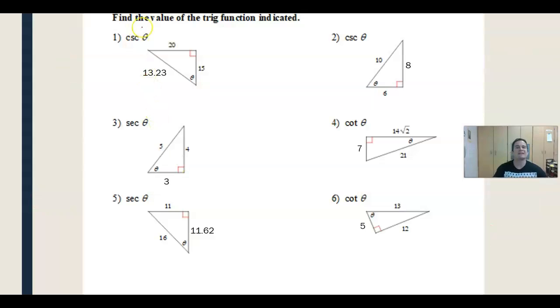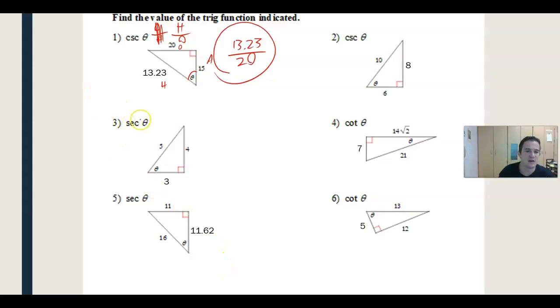So, when I'm asked to find the value of the cosecant trig function, cosecant is the opposite of sine. And if sine is opposite divided by hypotenuse, cosecant is going to be hypotenuse divided by opposite. So according to this angle, this is going to be adjacent, opposite, and hypotenuse. So the cosecant of this angle is going to be 13.23 divided by 20.